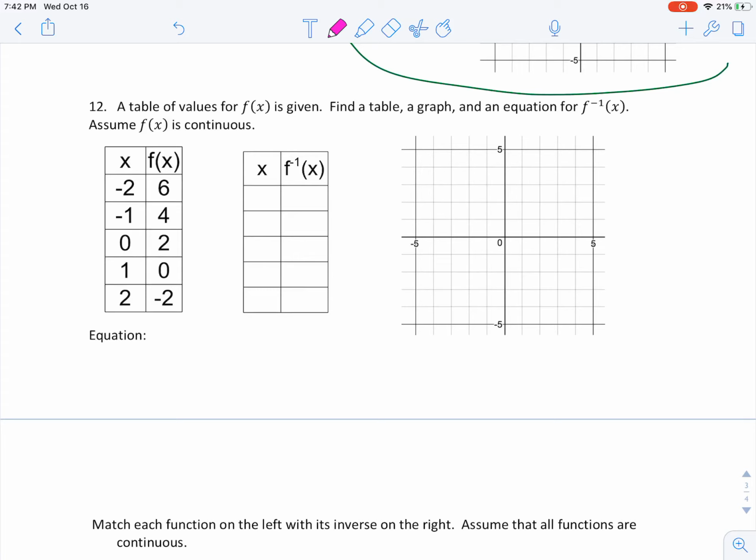12. A table of values of f of x is given. Find a table, a graph, and an equation for the inverse. Assume that f of x is continuous. Oh, I thought that was a 0. I can't read my own handwriting. That is a 6.